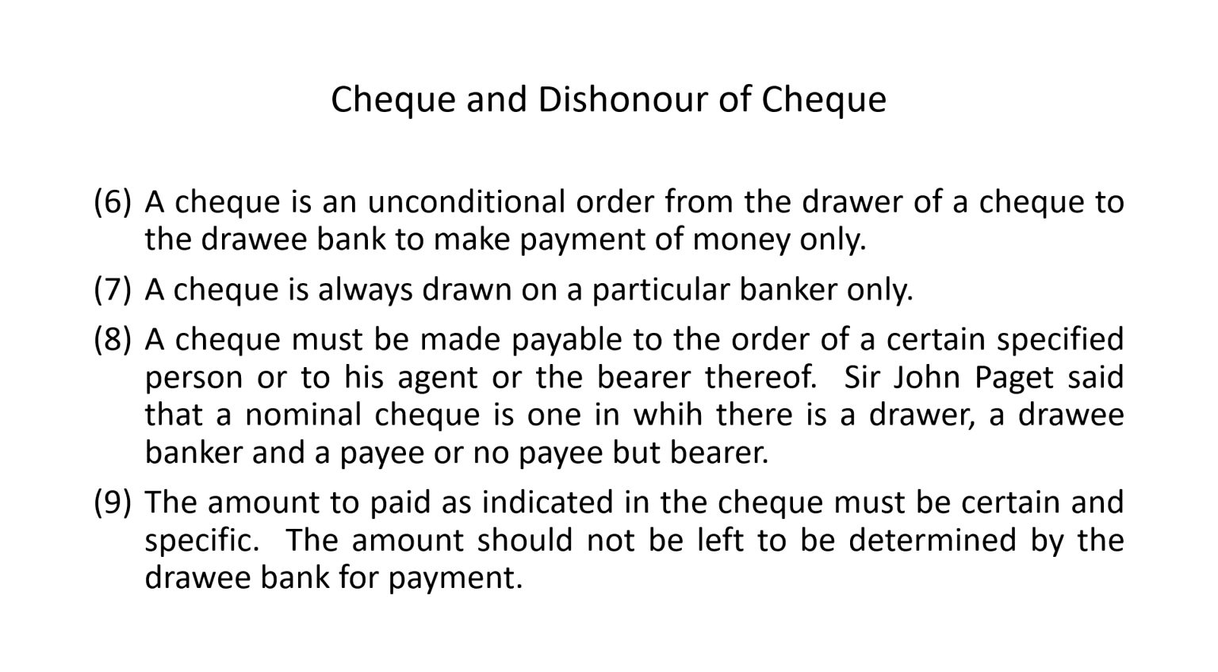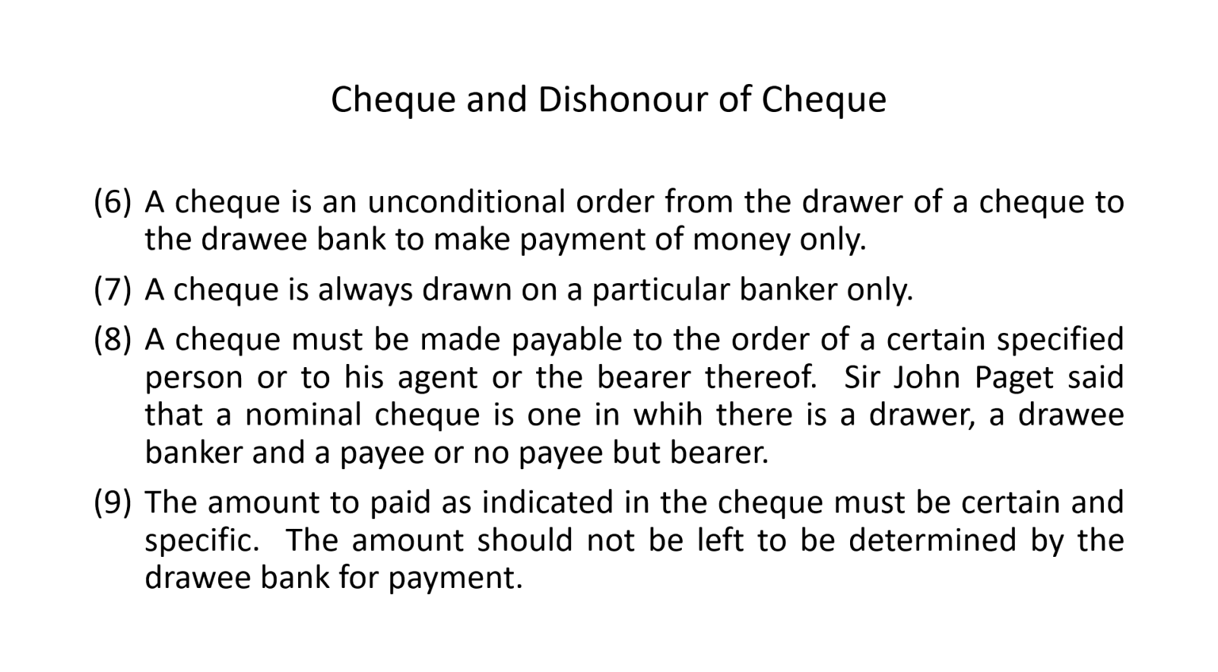Then the amount to be paid indicated in the check must be certain and specific. The amount should not be left to be determined by the drawee bank for payment. As we know, a blank check might be issued by the drawer, that is possible. But when the payee is presenting it before the bank, the payee cannot leave the check in that circumstance. He has to fill in the amount he requires, what amount he is willing to get from the bank. So that must be mentioned in the check itself, otherwise the banker is not liable to pay. So, the specific amount must be mentioned there.